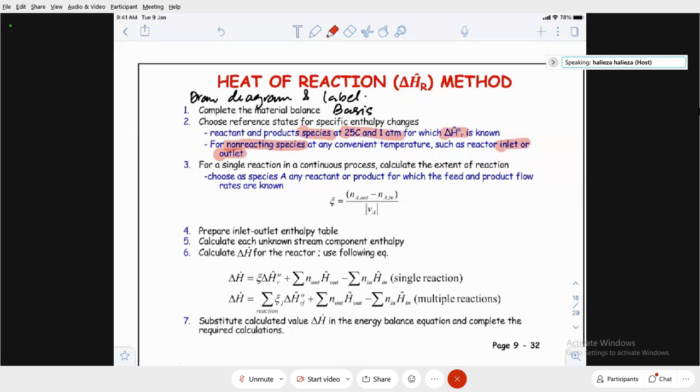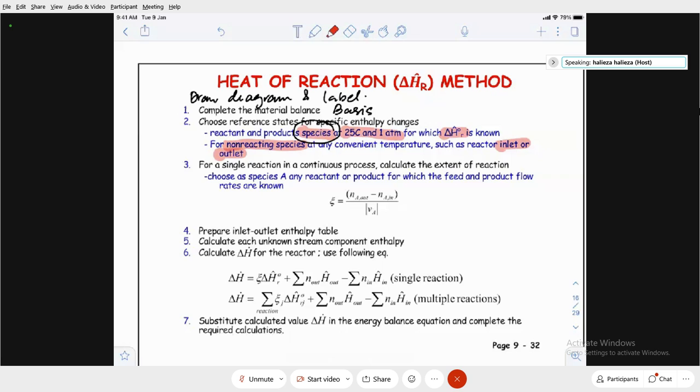Same thing. The only difference from the previous heat of formation is that you have the species, not the elements. Meaning, if you have methane, then you'll be using methane as the reference state, not carbon solid, not oxygen gas, not the elements. It must be the species, the molecule, the component that is present. That's the difference.